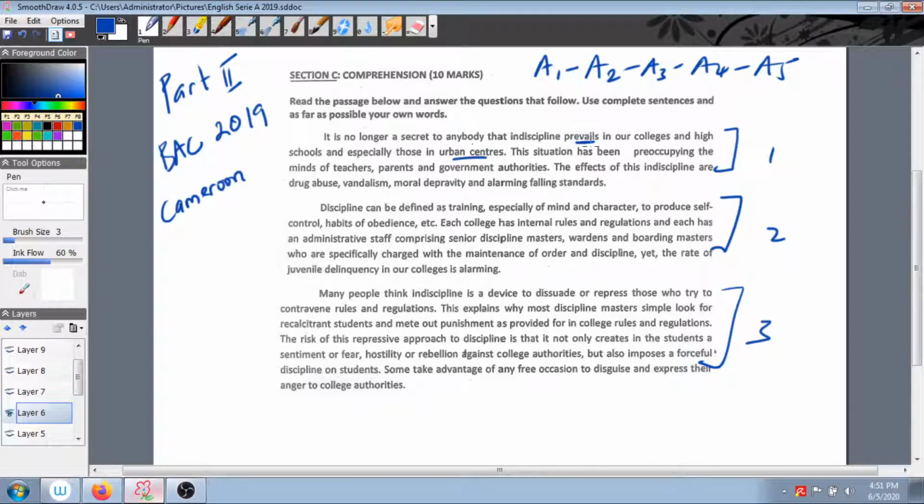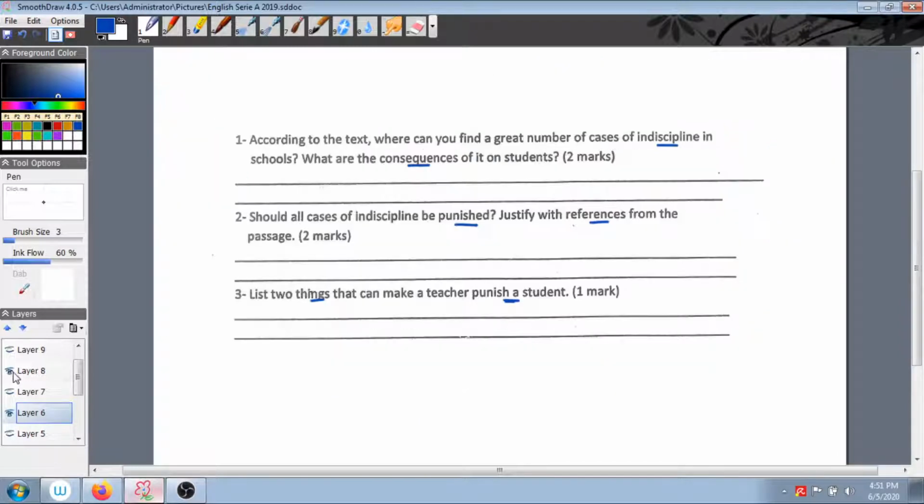Alors, la raison pour laquelle je souligne ces mots-clés, c'est que je me souviens que, parlant de la question 1, on disait, according to the text, where can you find a great number of cases of indiscipline in schools? Then, what are the consequences of it on students? Et je peux déjà répondre pour la première partie de la question, urban centers. So, talking about where to find a great number of cases of indiscipline, according to the text, we have urban centers. Donc ça, c'est la première partie de la question.